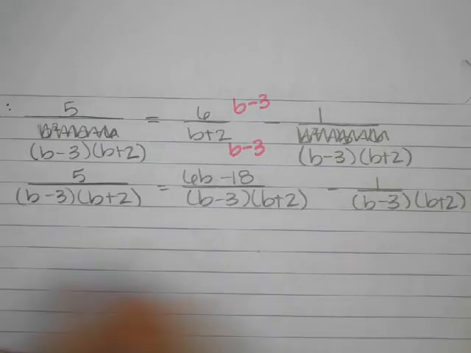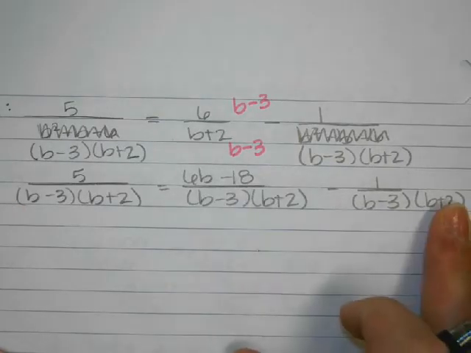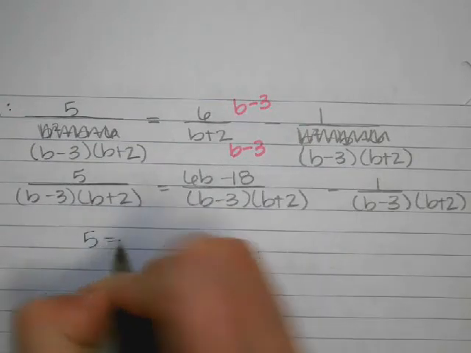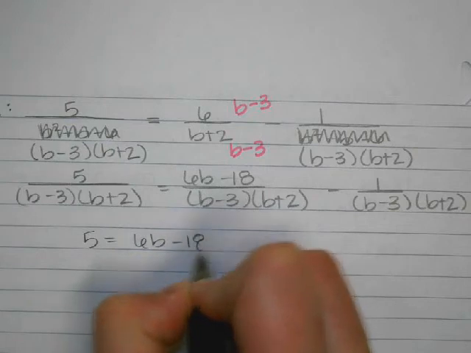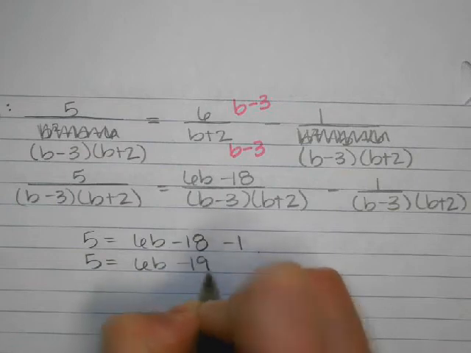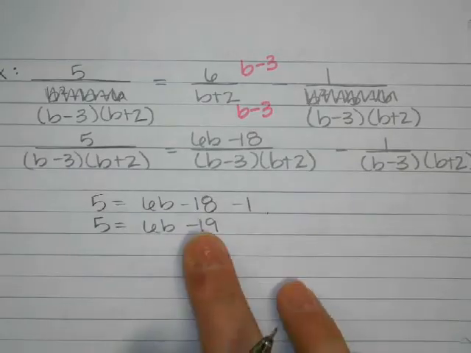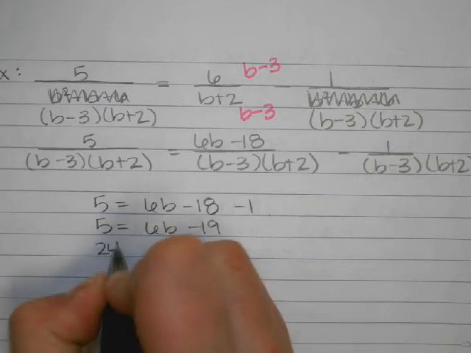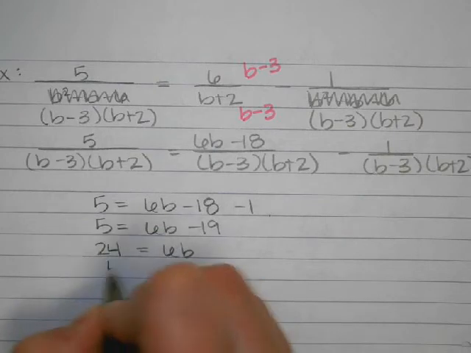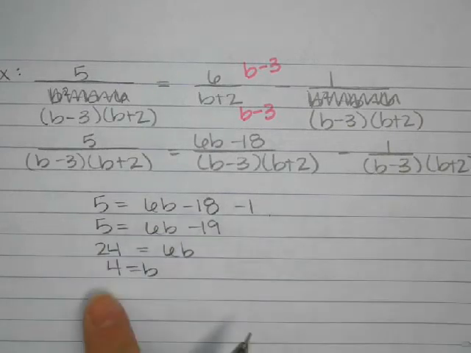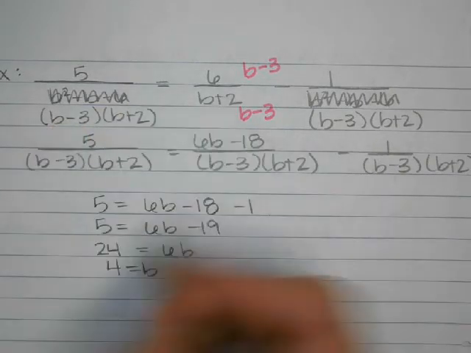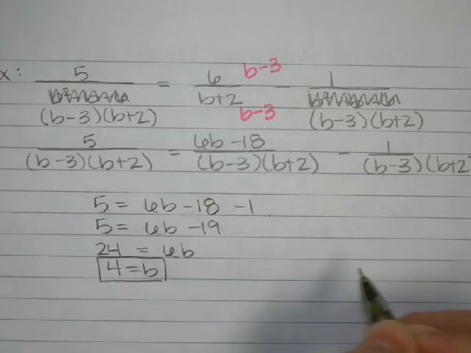And so at this point, I have all of those denominators that are the same, and so now I can ignore them and just solve that equation. So I have 5 equals 6b minus 18 minus 1. And so I can go ahead and add that 19 over to the other side. And then I can divide the 6 over, and I get 4 equals b. And if I go back and double check, 4 minus 3 is not 0, 4 plus 2 is not 0, and so that right there is a good answer.